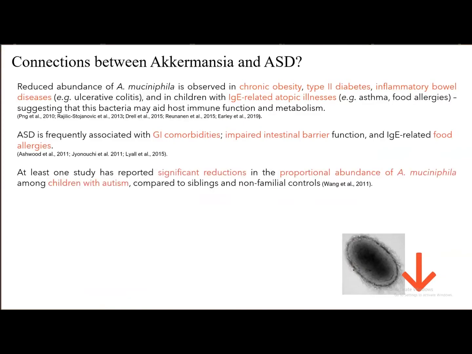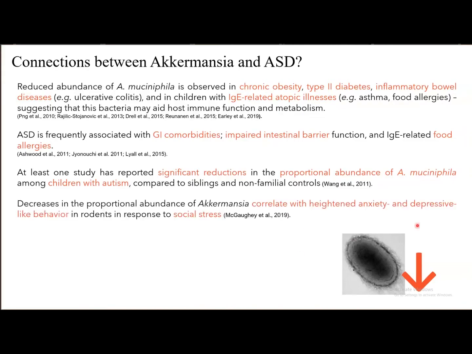And at least one study has shown that this bacteria shows up in significantly reduced proportions in children with autism compared to their siblings, and then in their siblings compared to non-sibling controls. So there seems to be a genetic or heritable component that influences either autism or your likelihood of having less of this bacteria. There's some sort of connection going on there.